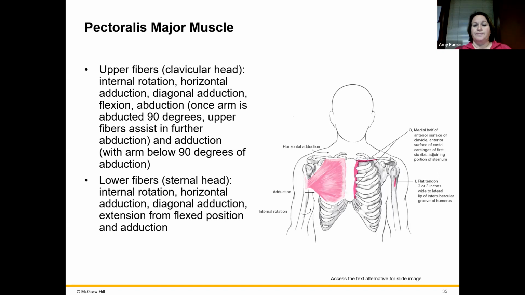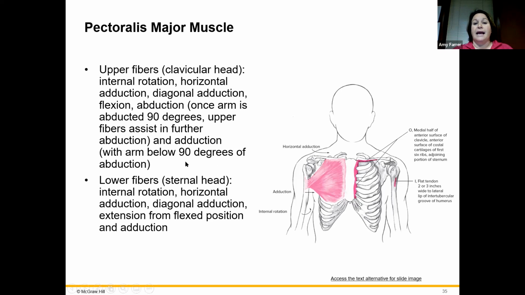When we look at the pec major, okay, again, it's going to originate on that medial half surface of the clavicle, the anterior surface of the costal cartilage of ribs 1 through 6, and that next adjoining portion of the sternum, okay? They insert through a flat tendon 2 to 3 inches wide on the lateral lip of the intertubercular groove of the humerus. So over here on the edge of that humerus, on that lip, is where that slip is going to come in. And it's going to be a pretty wide, flat band for the insertion of that pec major, okay?